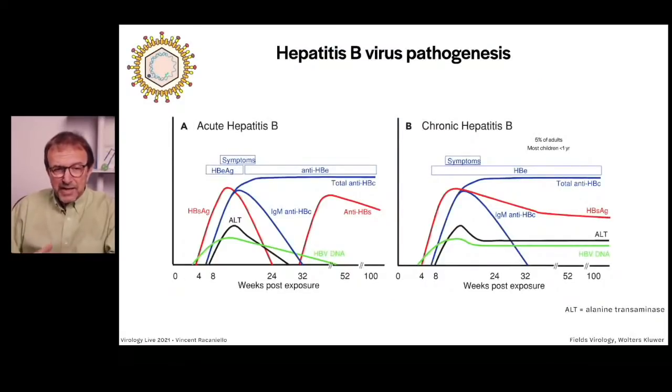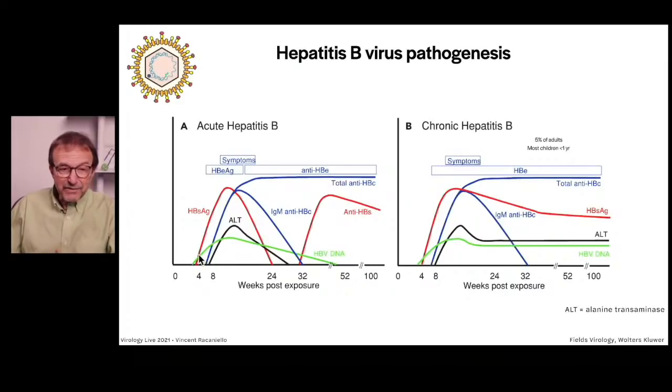All right, so here's the pathogenesis of hepatitis B. Here we have on the left acute hepatitis B. So you should know what an acute infection is. So we're looking at, on the y-axis, different things. We have proteins, we have antigens, and we have antibodies. We have a liver enzyme here, ALT, alanine transaminase. And then we're looking at weeks post-exposure. So after your incubation period, you start to have a rise in hepatitis B surface antigen. It's a protein. We're looking at one of the viral proteins as a measure of infection.